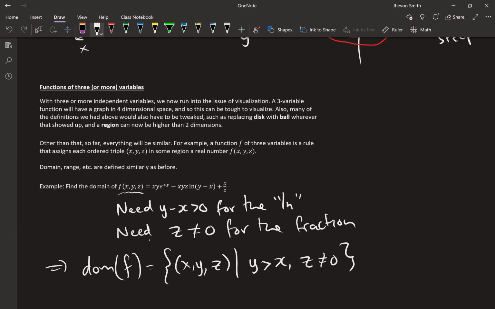So you have to be, from this perspective, to the left of the plane y equals x, from the way we draw the things, and it has to not include the xy plane.